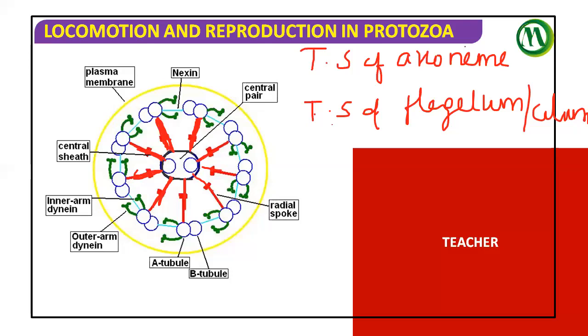So from here, what is to be remembered? Two central singlets are present and 9 peripheral microtubular doublets. The central singlets are surrounded by the inner fibrous sheath, and then the microtubular doublets.